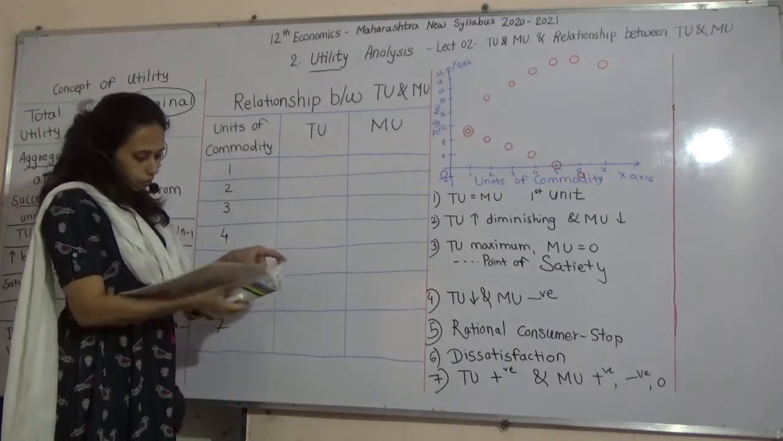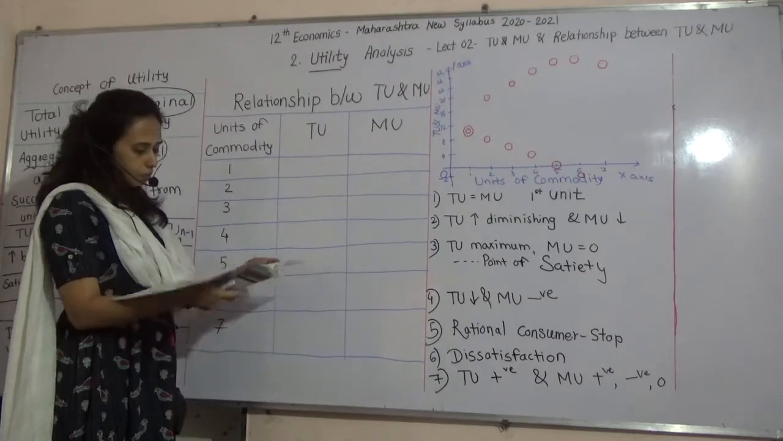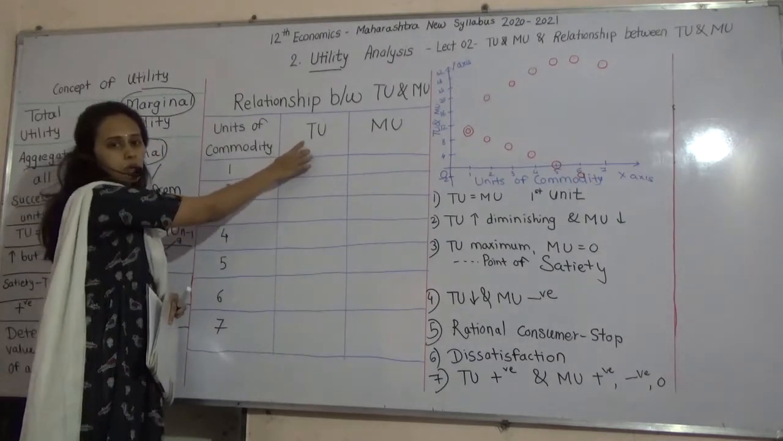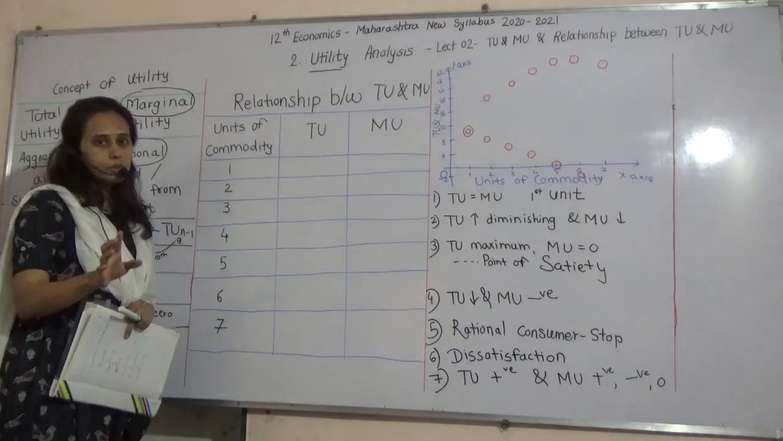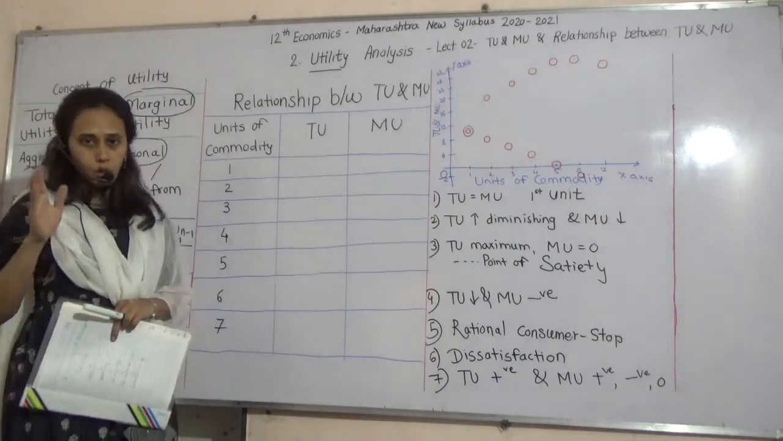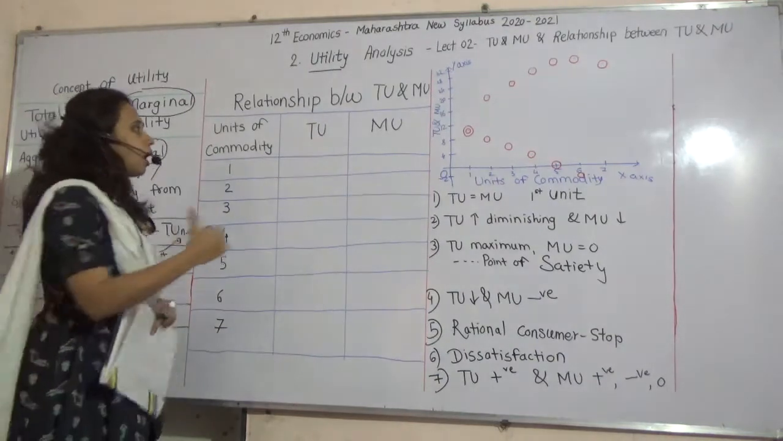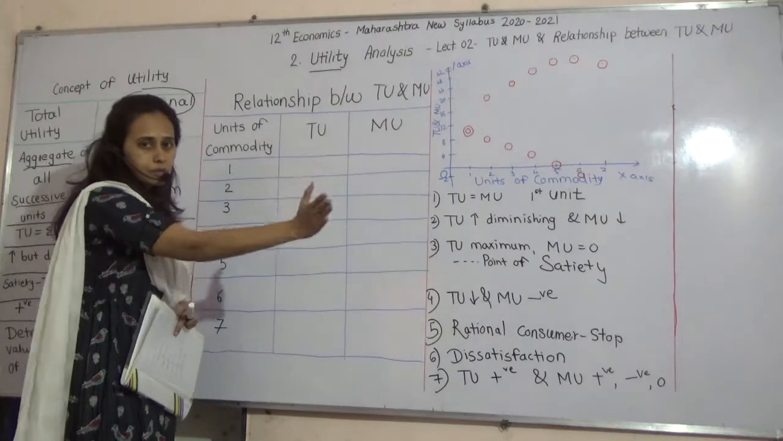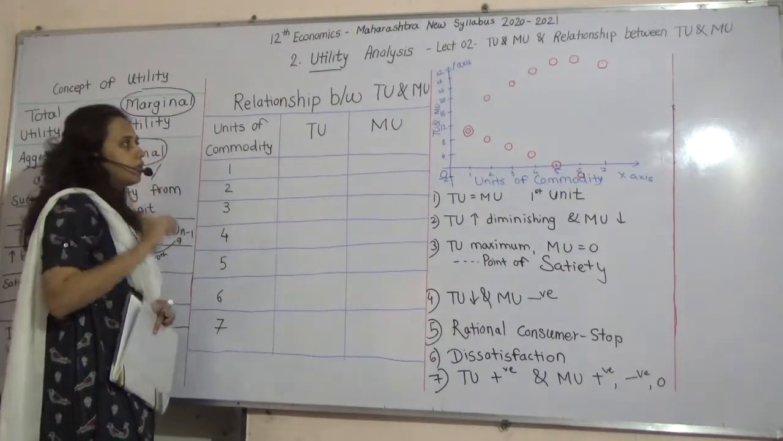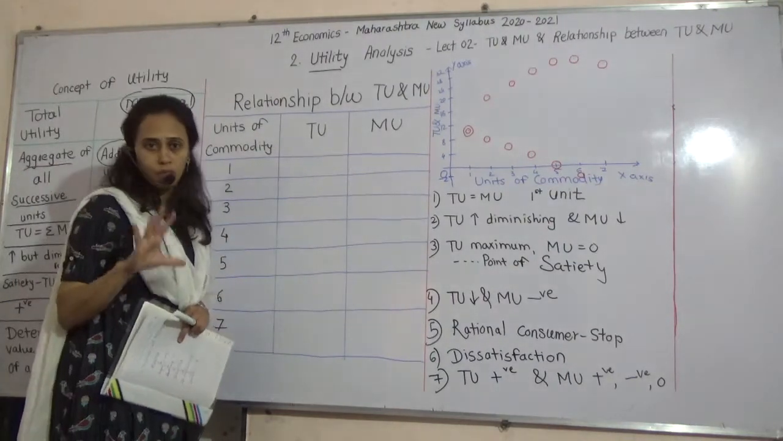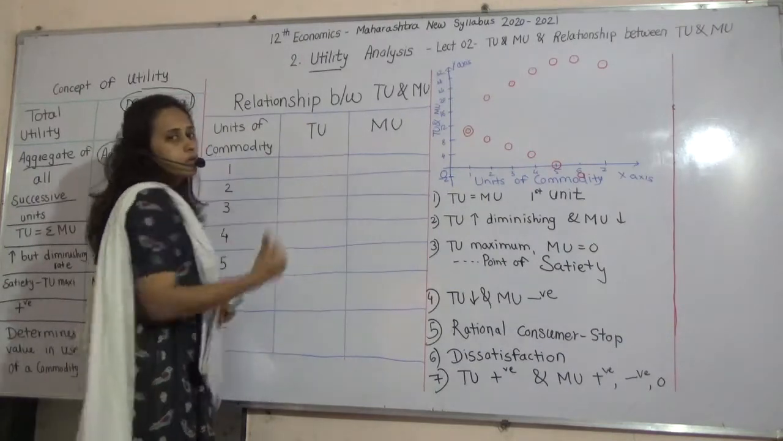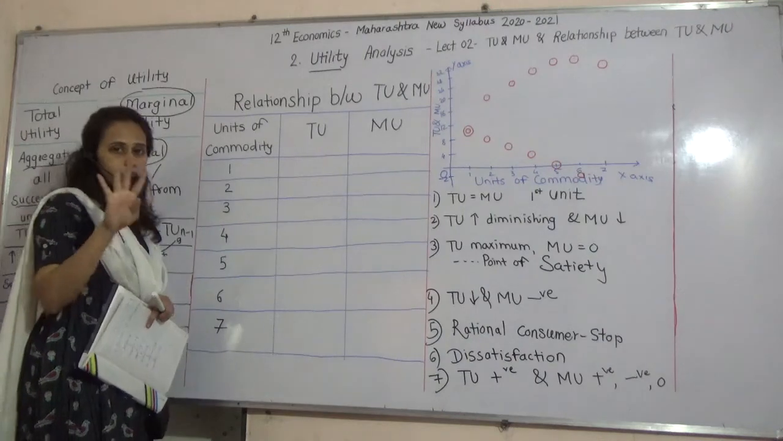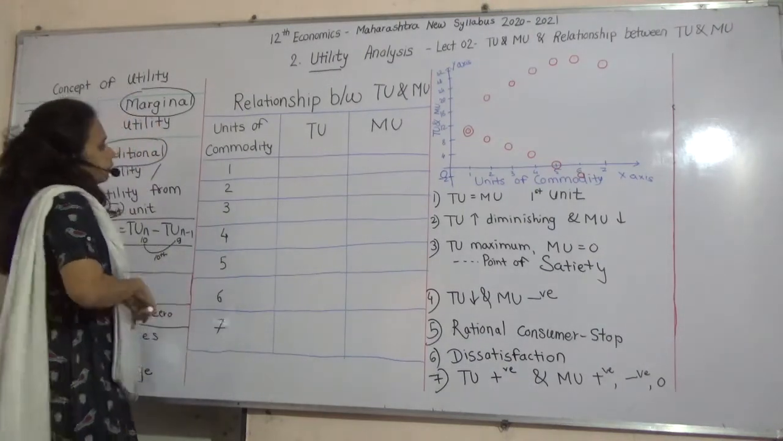So let's begin with the relationship between TU and MU. Now you have understood total utility. Total utility means aggregate, the total of whatever you have consumed. And marginal utility is the latest, the last one, the additional. For example, if I say I have eaten a total of 5 mangoes, then the last unit is the 5th. If I say I have eaten 4 apples, then the last is the 4th apple. Likewise.